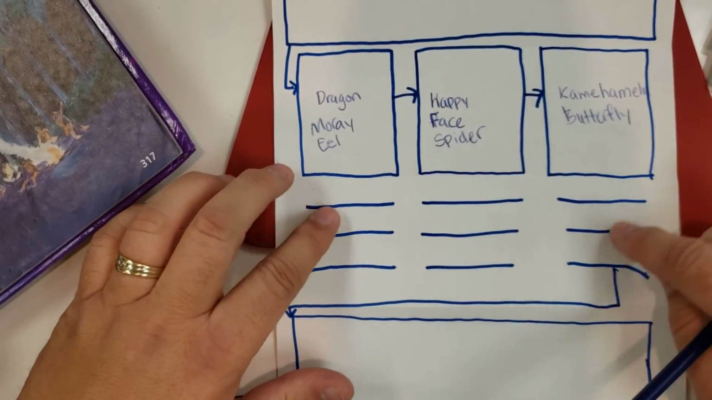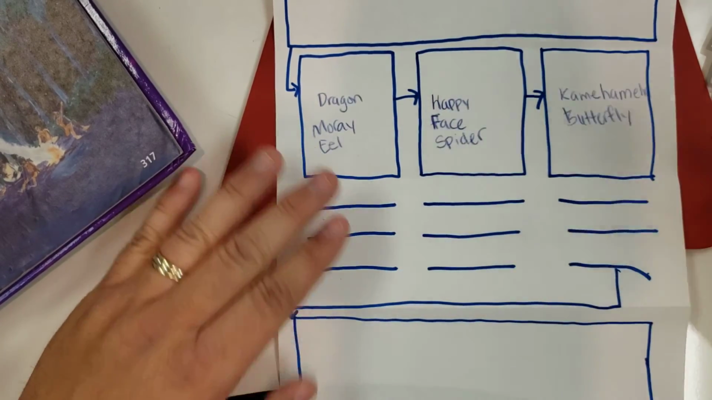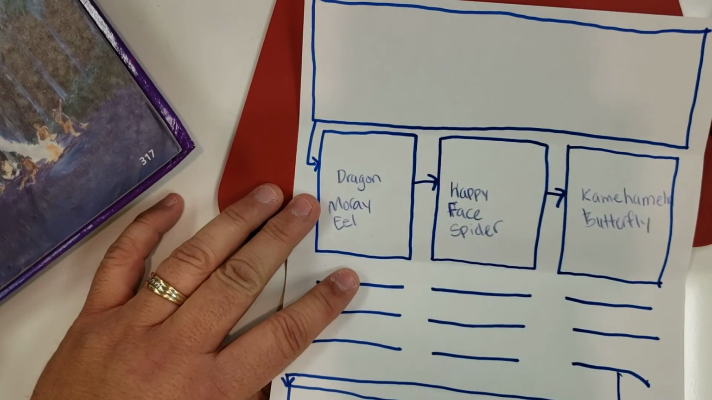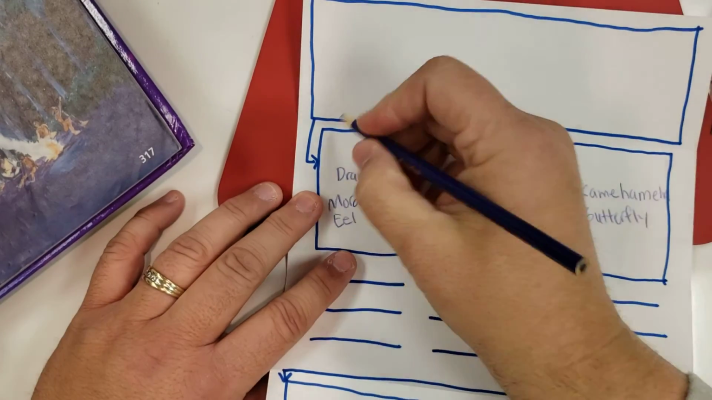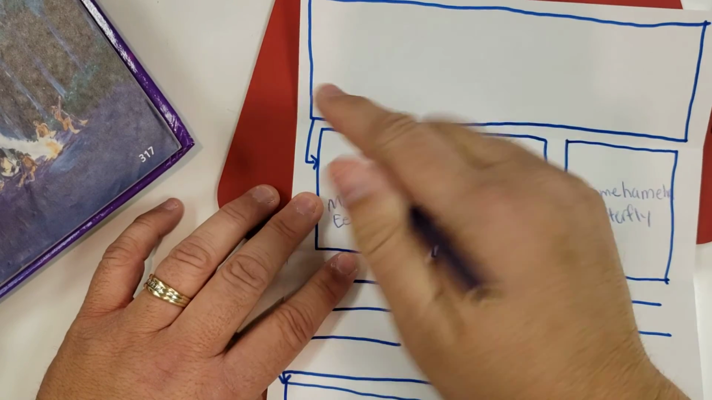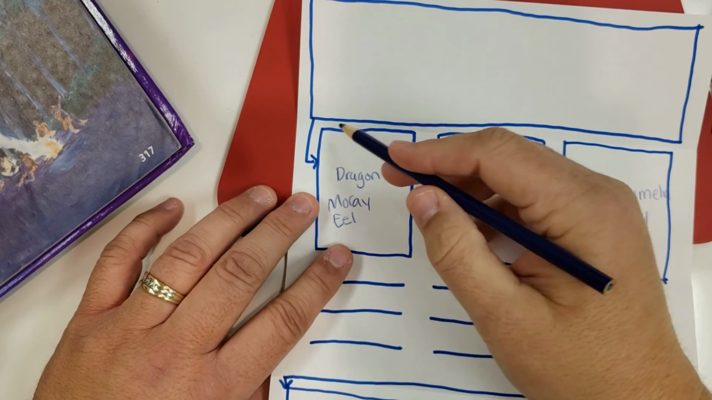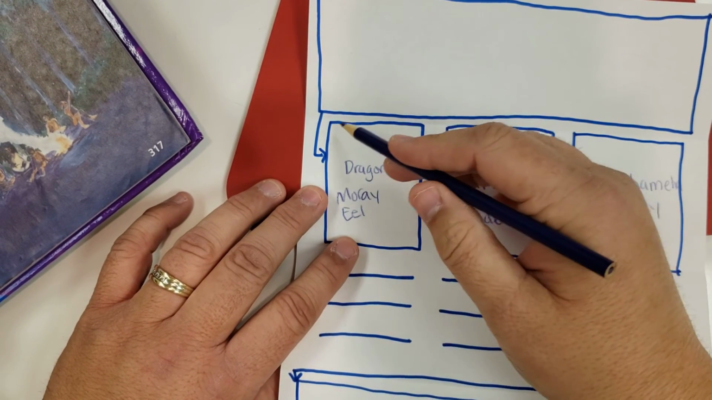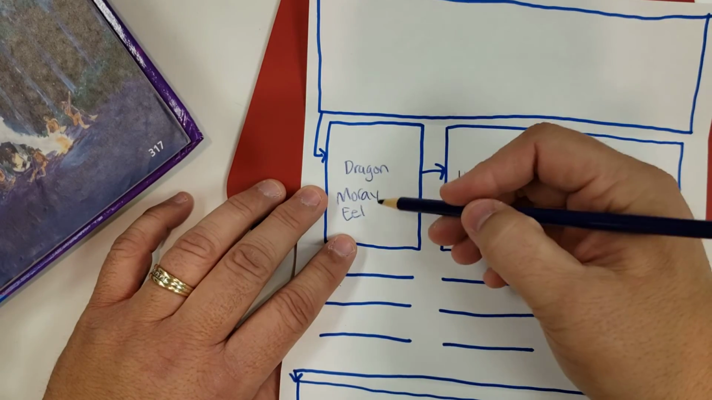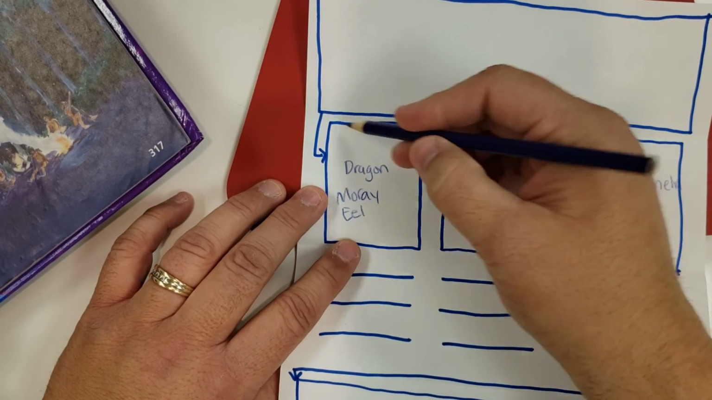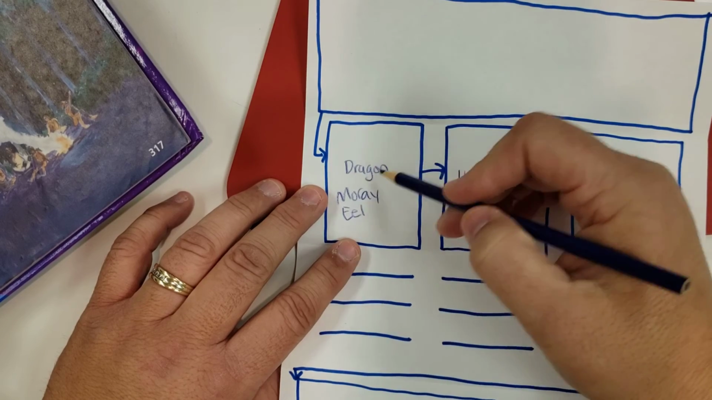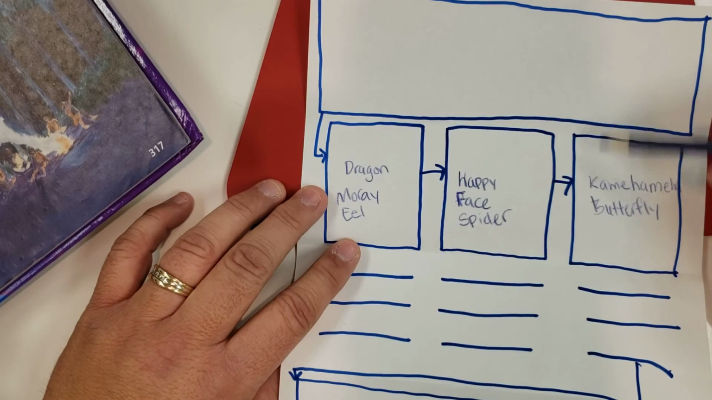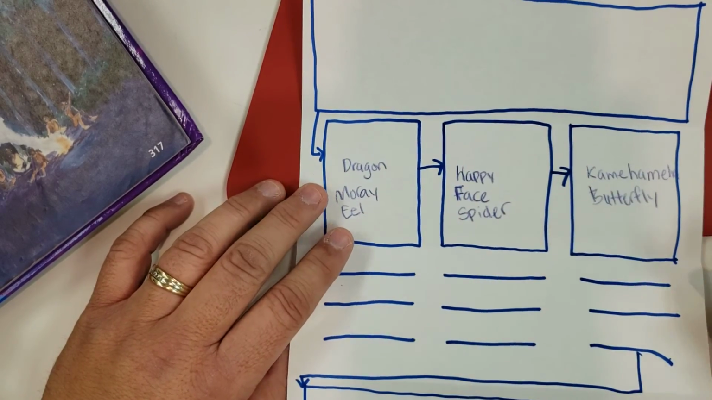Then once you have your facts down here, they'll start taking shape as your paragraphs. And then above each paragraph, remember we talked about transition words or words that tell when. So remember you could say first. So you could say the first creature I want to talk to you about is, the first unique creature that I'll talk to you about today is the dragon moray eel. Or you can just say first, and then you have the dragon. Next, happy face spider. Last, Kamehameha butterfly. So you can have all of those together for you. Those will be your paragraphs there.